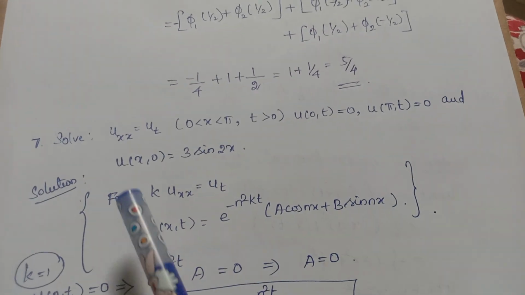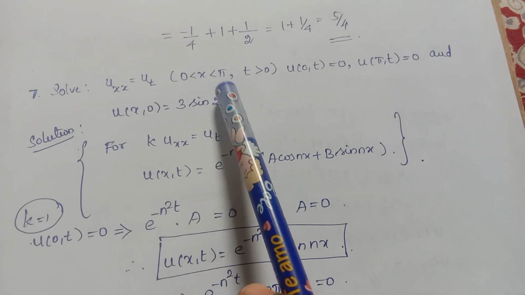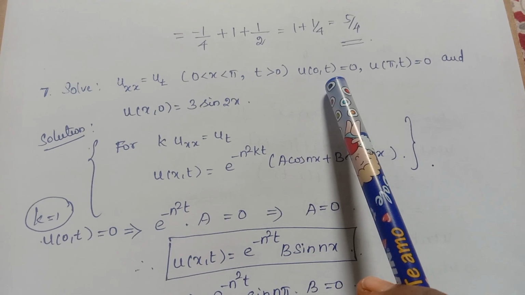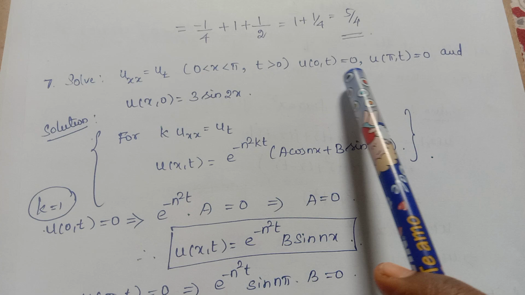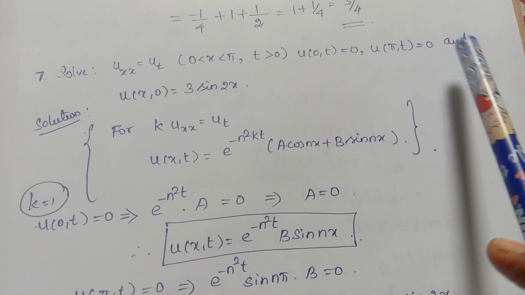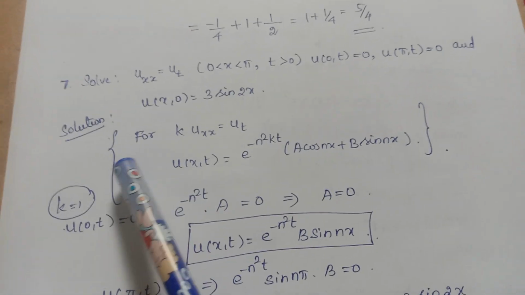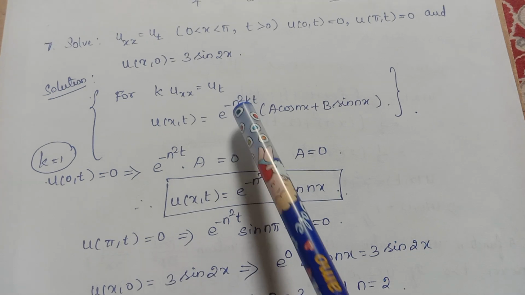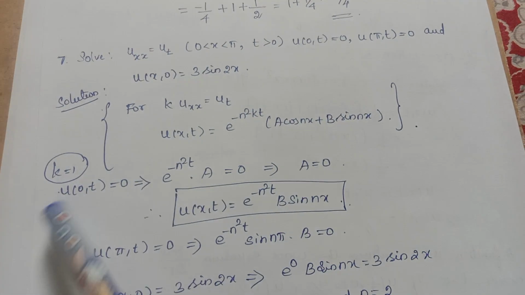Right? Next one, uxx equal to ut with 0 less than x less than pi and t greater than 0, and the boundary conditions are given. u of (0, t) equal to 0 and u of (pi, t) equal to 0, and the initial condition u of (x, 0) is 3 sin x. Okay, for this equation, what is the solution? u of (x, t) equals e power minus n squared kt into (a cos nx plus b sin nx). For this problem, k equals 1.